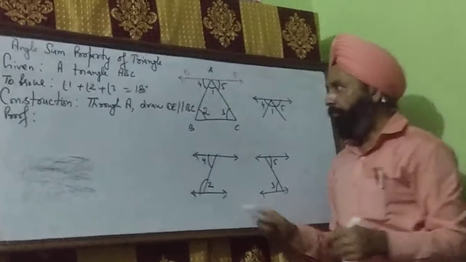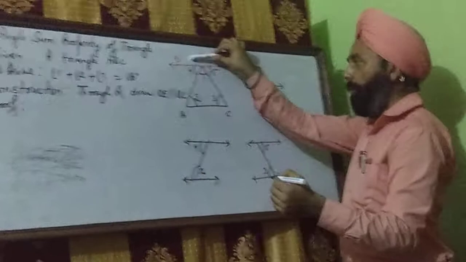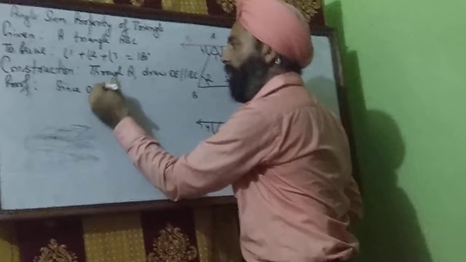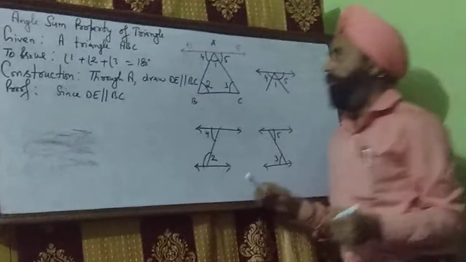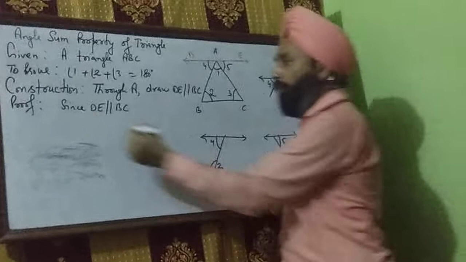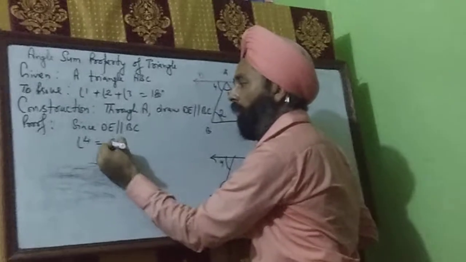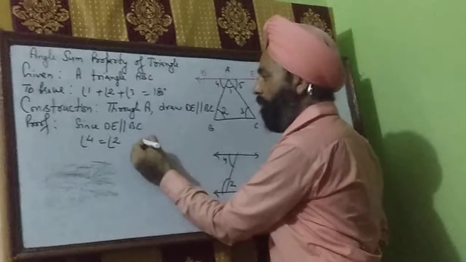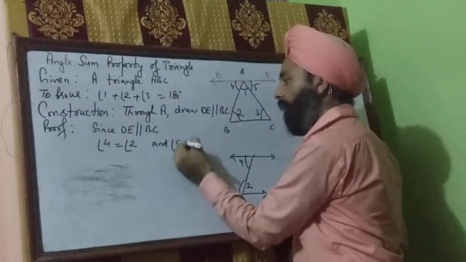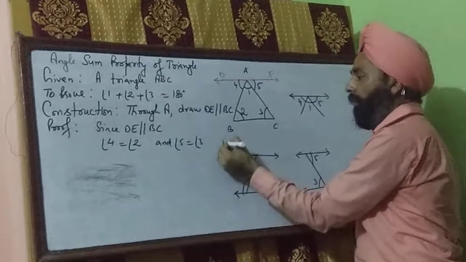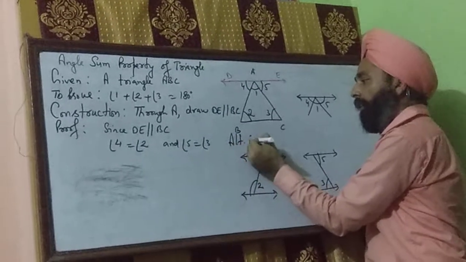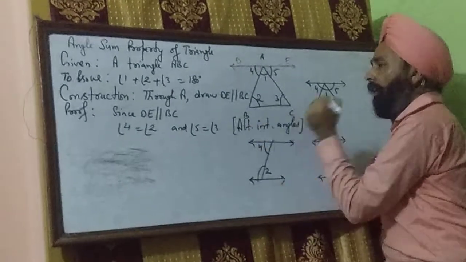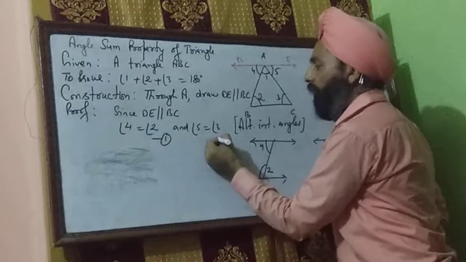We will start from, since DE is parallel to BC, we can say angle 4 equals angle 2 and angle 5 equals angle 3. These are alternate interior angles. We can write like this. Now suppose this one is equation 1, this one is equation 2.